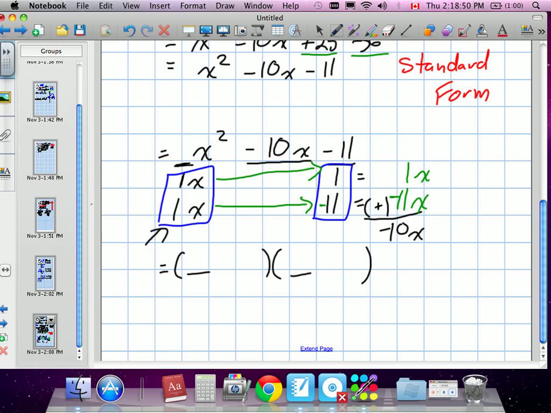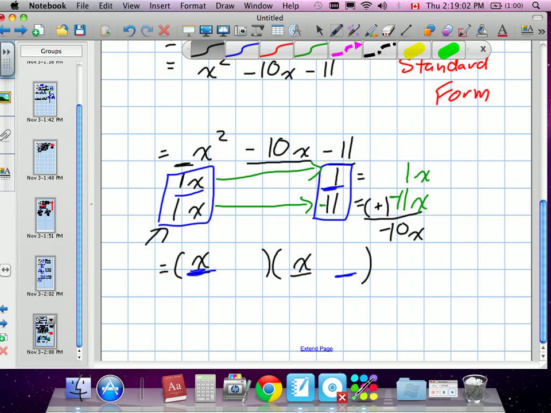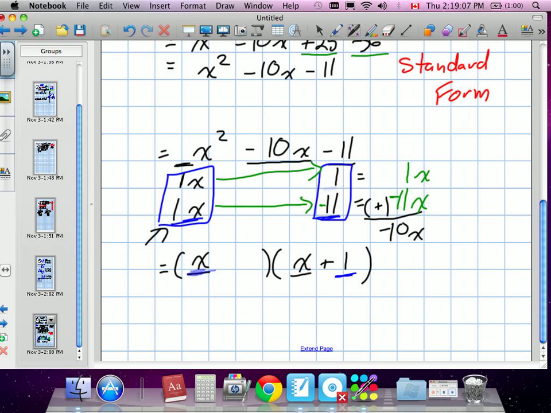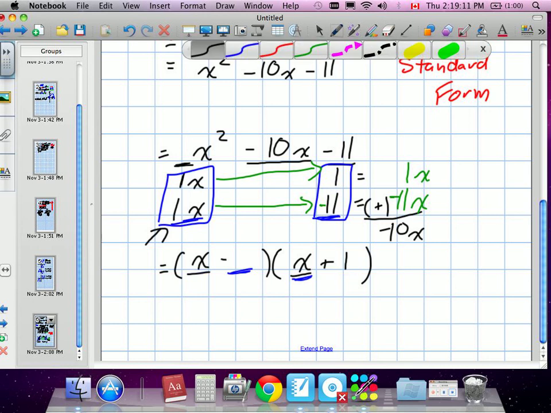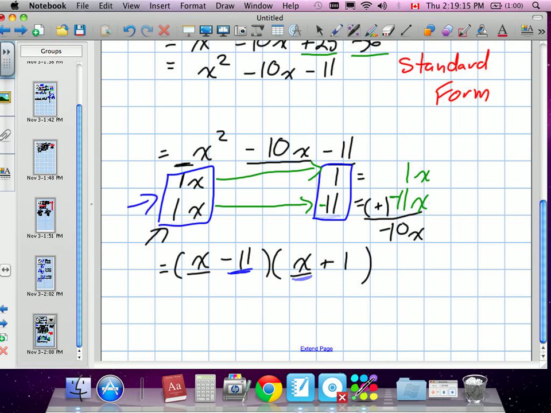And now, normally we have to put them in opposite brackets. So 1x was multiplied by positive 1, so the x and the positive 1 go in opposite brackets. And our 1x times negative 11 were multiplied by each other, so we have to put them in opposite brackets. Now, if you notice, it doesn't make a difference because both the first terms were the same. So our factored form was, in fact, x minus 11, x plus 1.